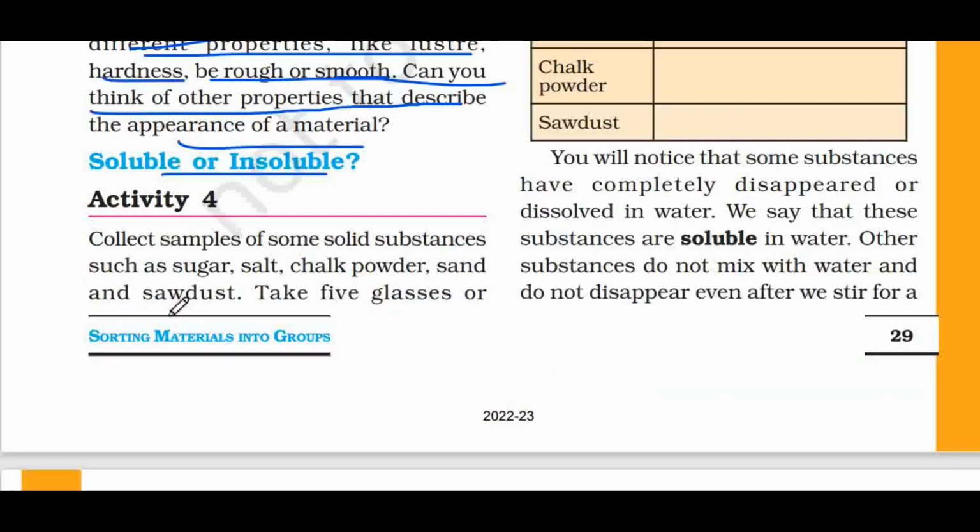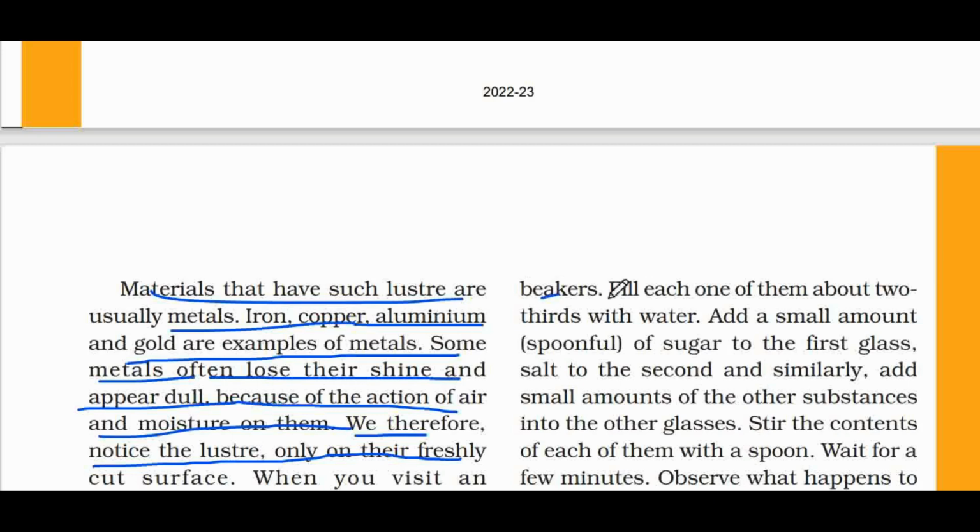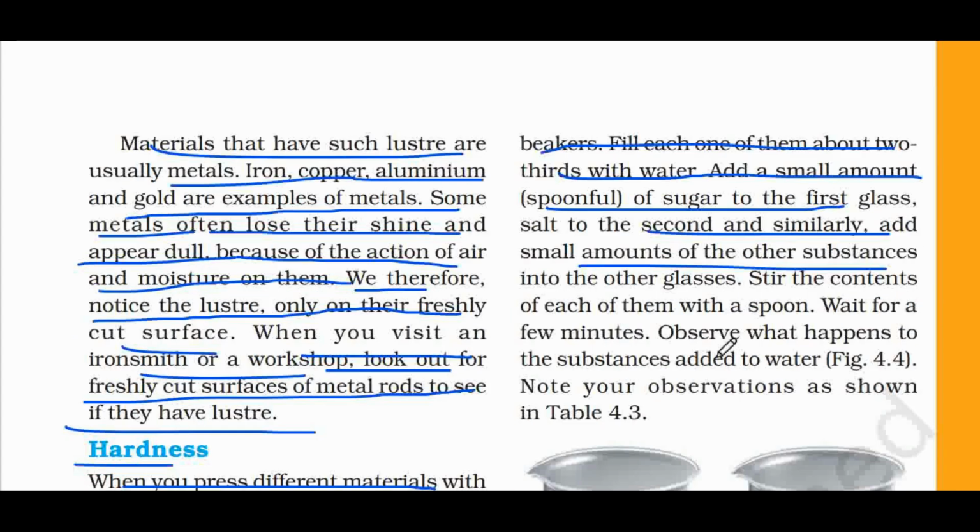Collect samples of some solid substances such as sugar, salt, chalk powder, sand, and sawdust. Take 5 glasses or beakers. Fill each one of them about 2/3 with water. Add a small amount of sugar to the first glass, salt to the second, and similarly add small amounts of the other substances into the other glasses. Stir the contents of each of them with a spoon. Wait for a few minutes. Observe what happens to the substances added to water. Fig. 4.4. Note your observations as shown in Table 4.3.